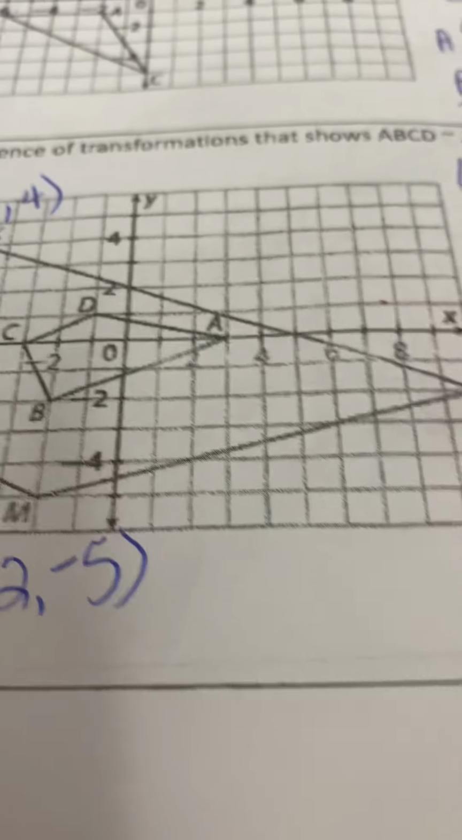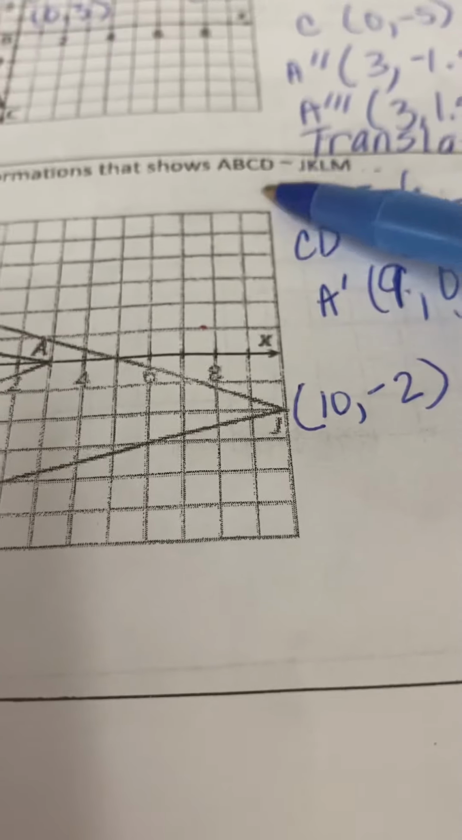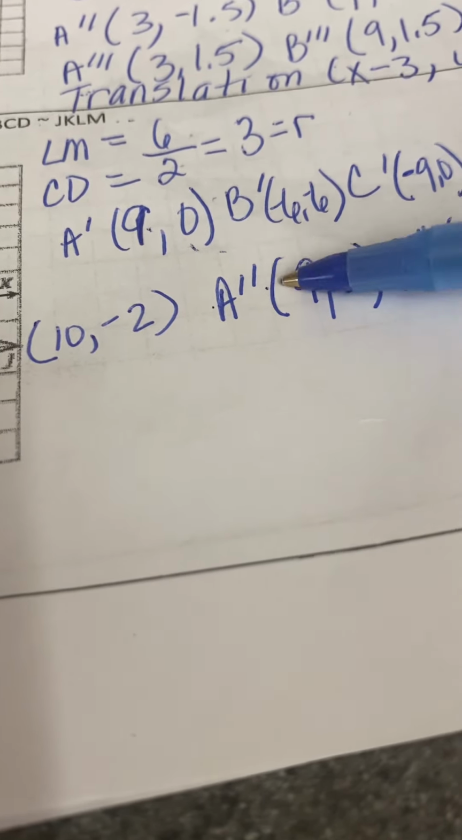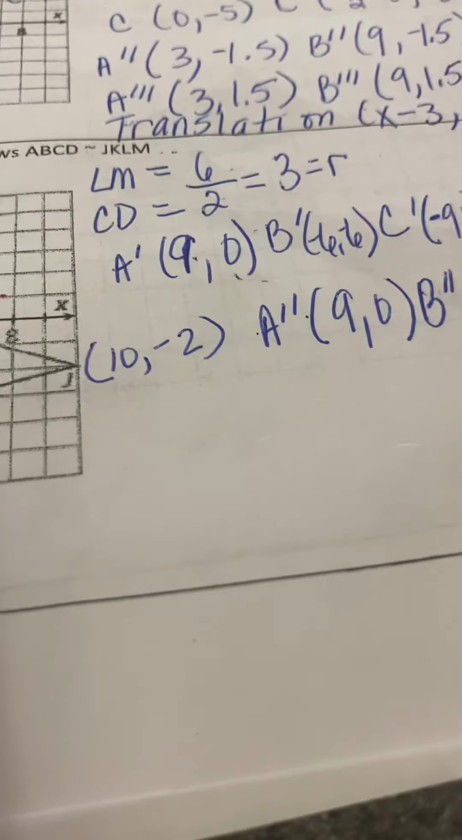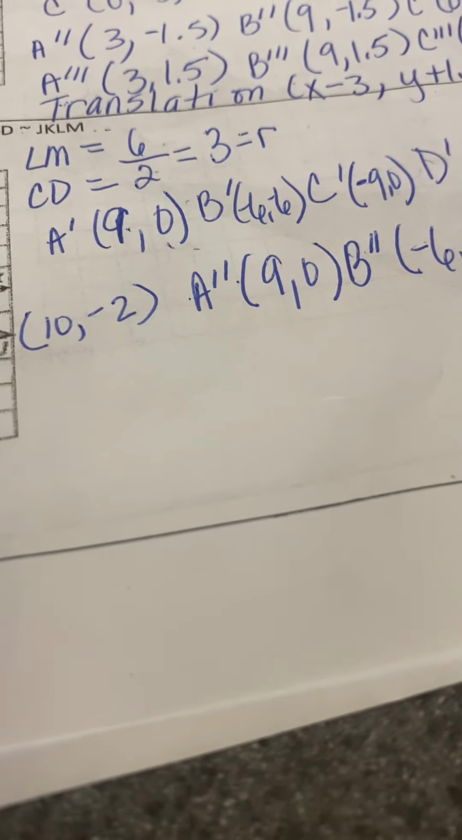Now let's look at our final point. Let's say we did the reflection, and now we have these images. J is in the same position as A, so let's look at A double prime. A is 9, 0, which means there's some type of transformation that had to take place. 9 plus 1 gives us 10, and 0 minus 2 gives us -2. Let's look at B double prime, which would be in the same position as K. K says -5, 4. -6 plus 1 gives us -5, and +6 minus 2 gives us 4.